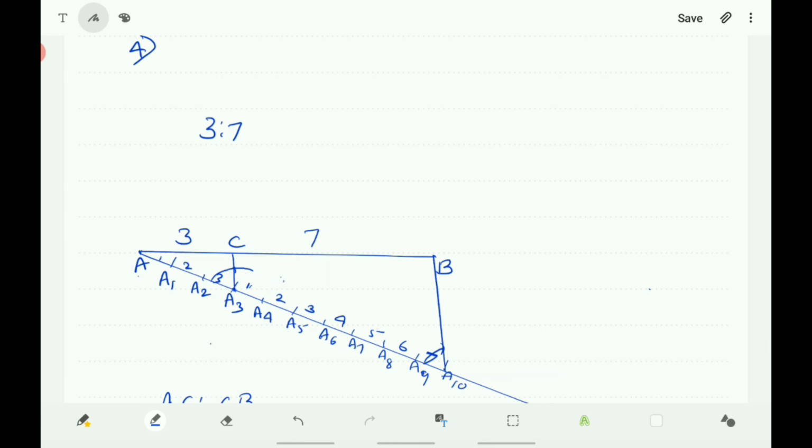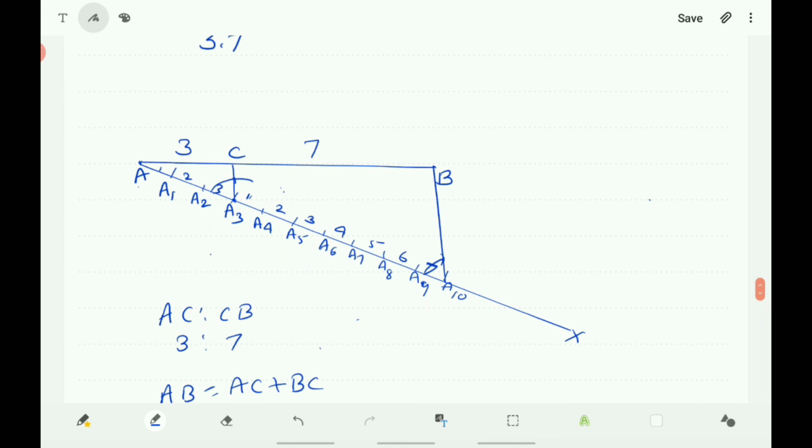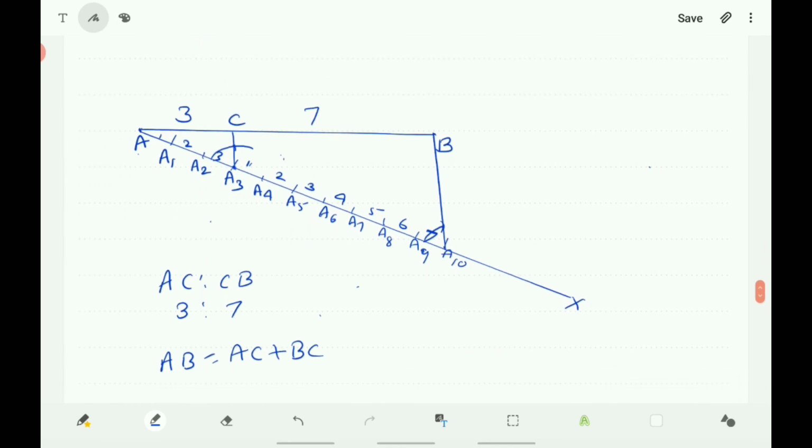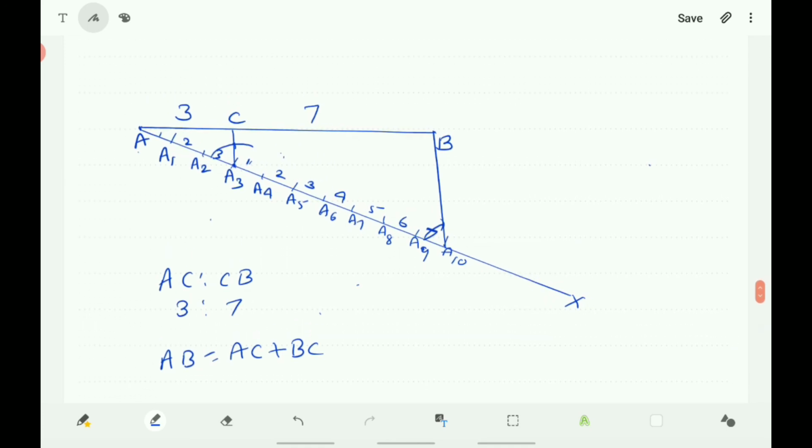So that line A3C is parallel to A10B, and if you measure the angle at A3 and angle at A10, they must be equal, and AC and CB are in the ratio 3:7. Measure the AC and CB, and the sum of that is equal to AB. In this way you can divide the given line in the given ratio.